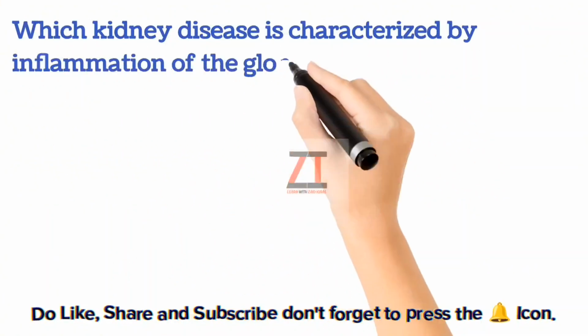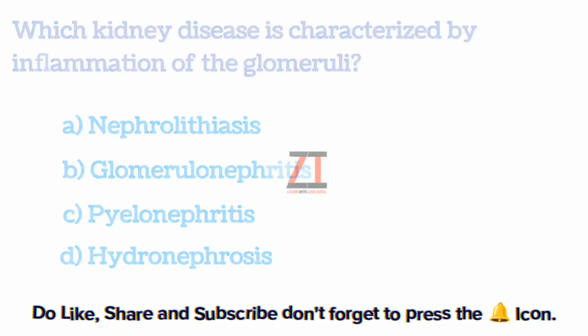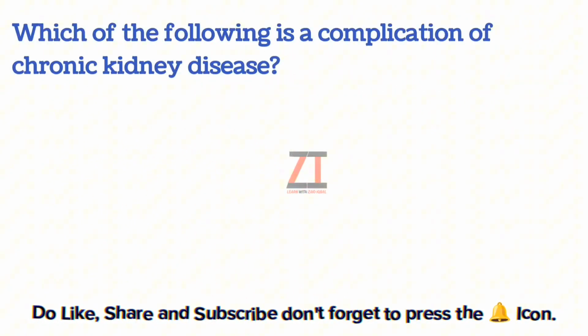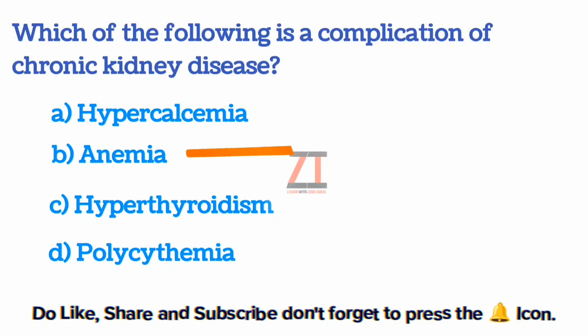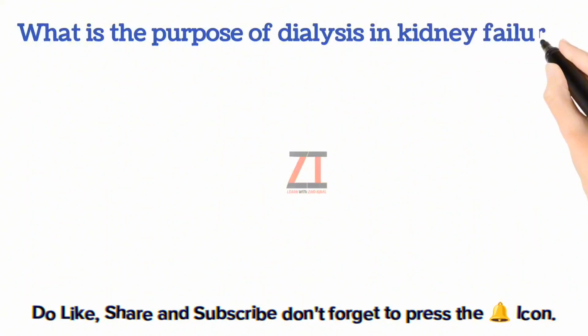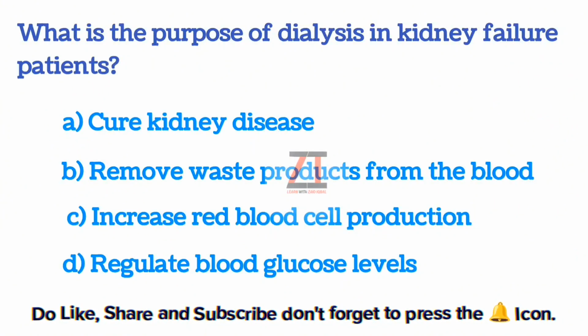Which kidney disease is characterized by inflammation of the glomeruli? Right answer is option B, glomerulonephritis. Which of the following is a complication of chronic kidney disease? Right answer is option B, anemia. What is the purpose of dialysis in kidney failure patients? Right answer is option B, remove waste products from the blood.